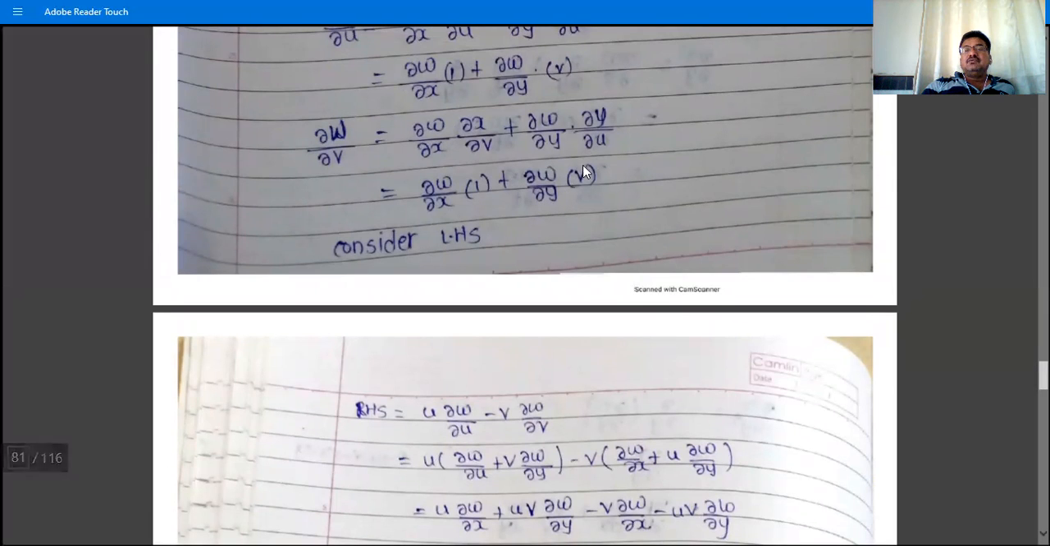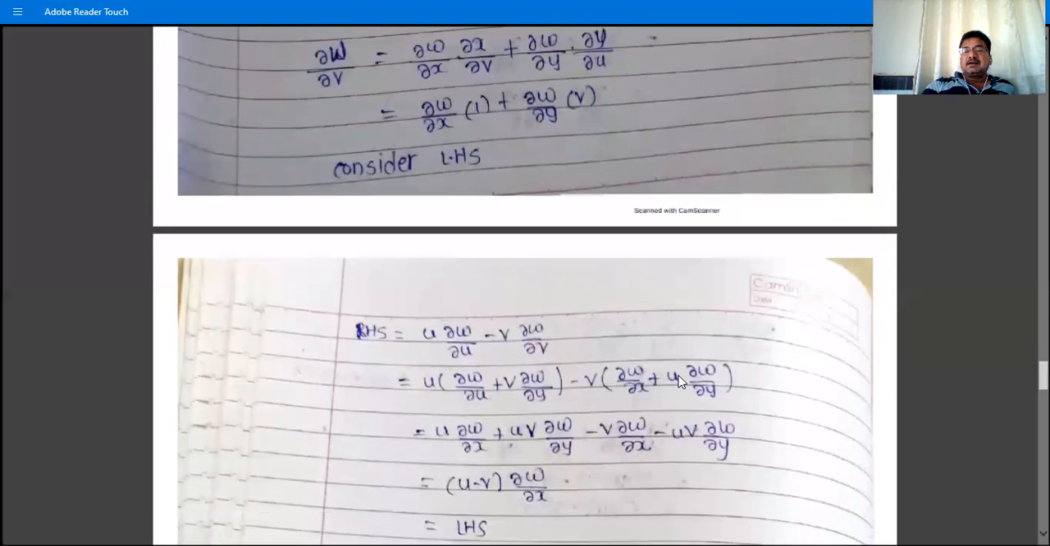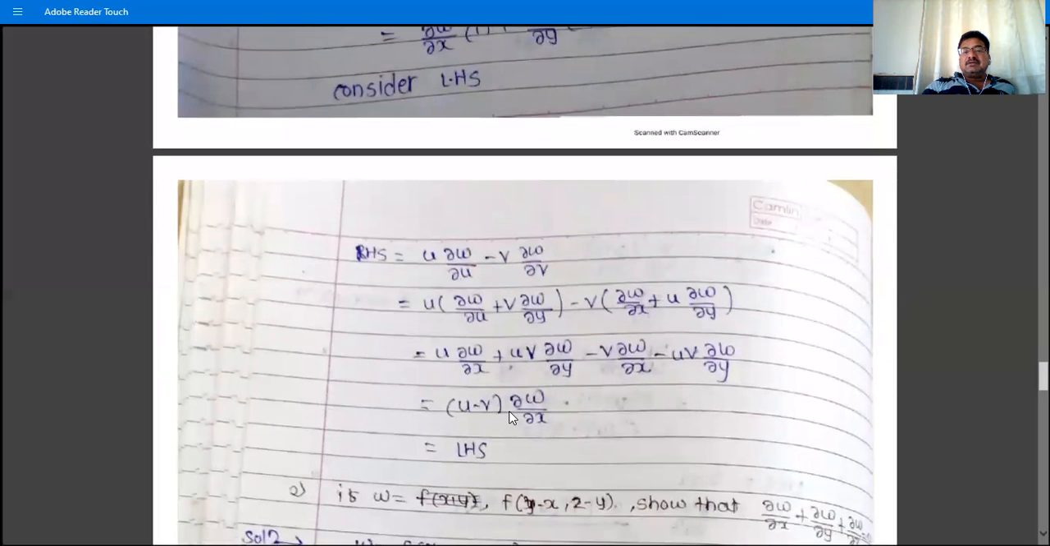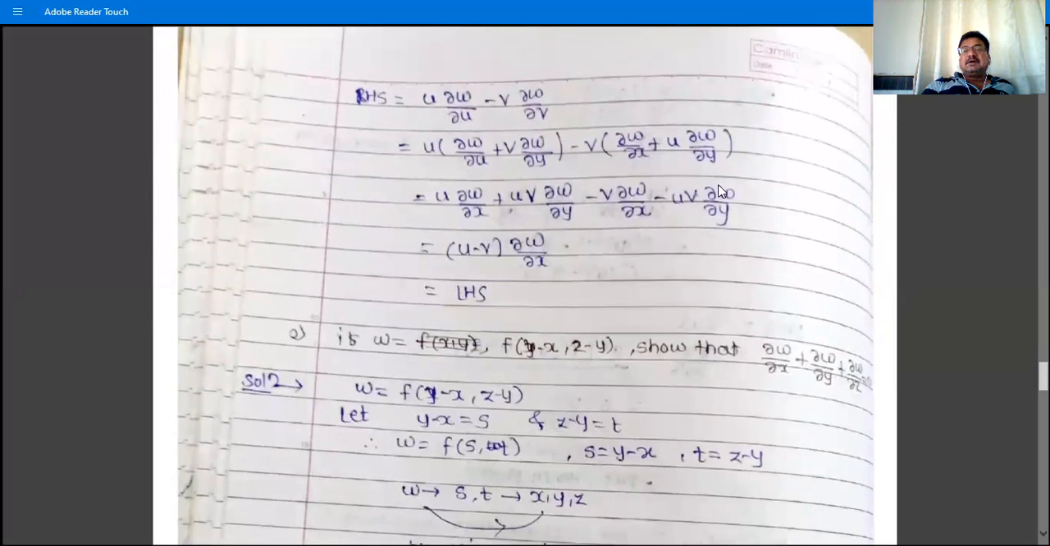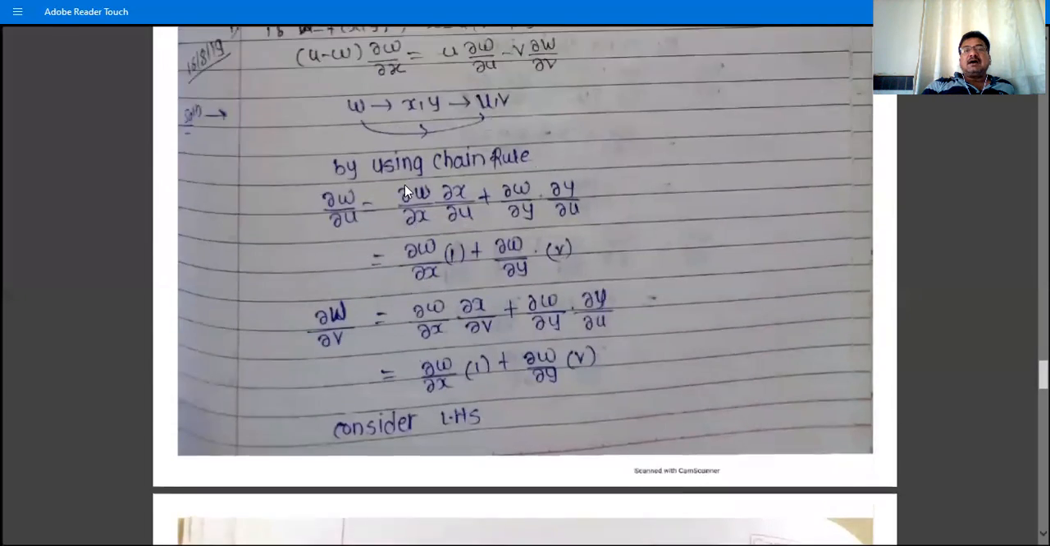Then consider the RHS and substitute the values of ∂w/∂u and ∂w/∂v. Here is the correct answer. Then multiply by u and multiply by v, and this term becomes 0, and taking ∂w/∂x as common, we have the LHS.